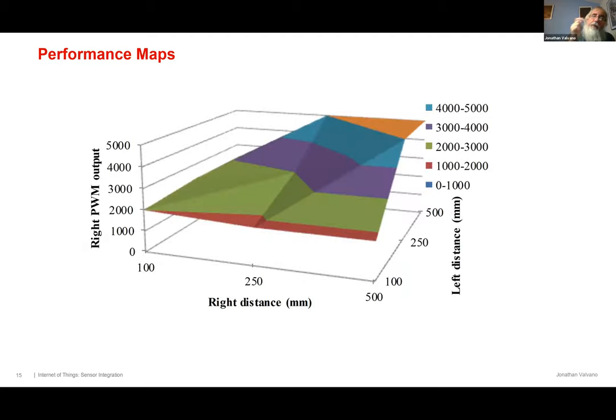But what it looks like when we deploy a performance map, again, the idea is to fuse. And so in this particular case, I have two numbers, the right distance, which goes from 100 to 500 millimeters, and the left distance, which goes from 100 to 500 millimeters. And then the output is the command I'm going to send to the right PWM. Now, there's a left PWM as well.